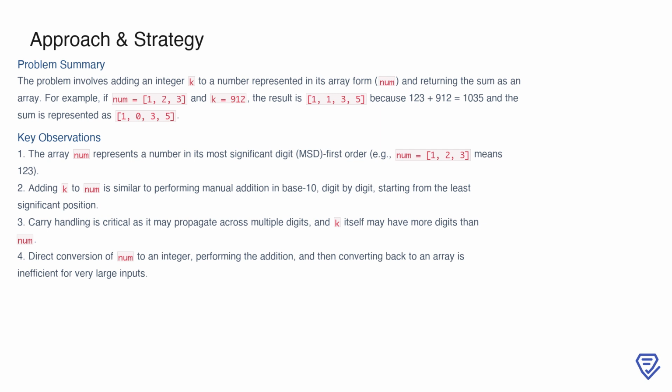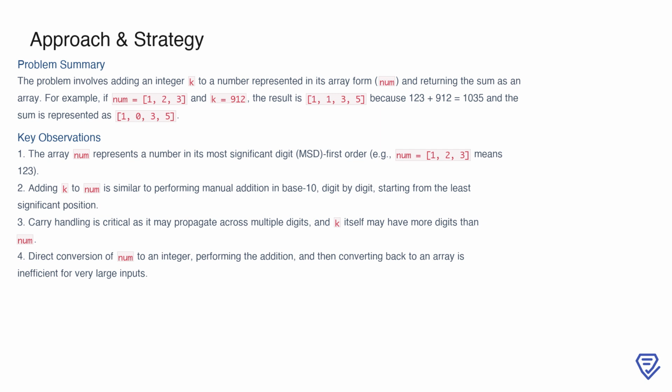To solve this, we need to add k to this array representation just as if we were performing manual addition in base 10, starting from the least significant digit on the right. A critical aspect of this process is handling carry values, which can propagate across multiple digits. Additionally, since k may have more digits than the array, we have to account for cases where the result's length exceeds the original array. While it might seem tempting to directly convert the array to an integer, add k, and then convert the result back to an array, this approach could become inefficient or impractical for very large inputs.